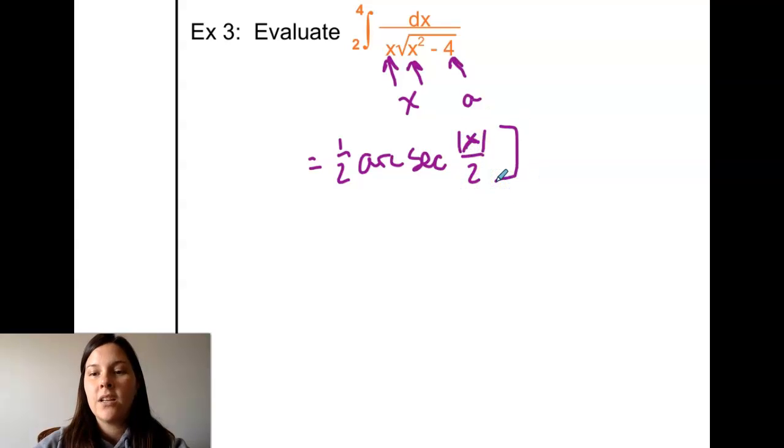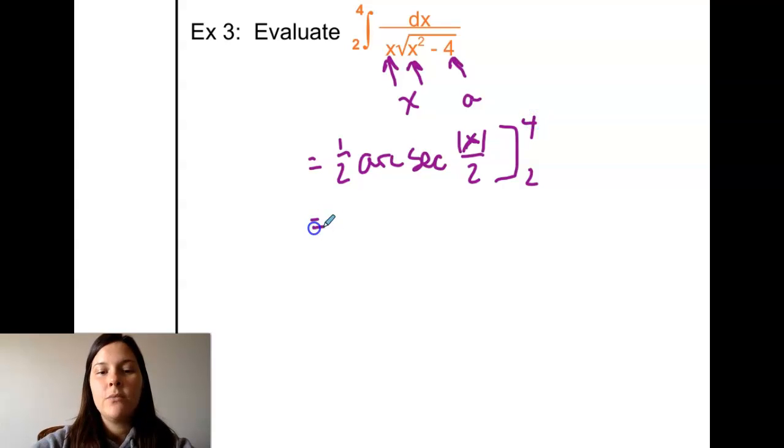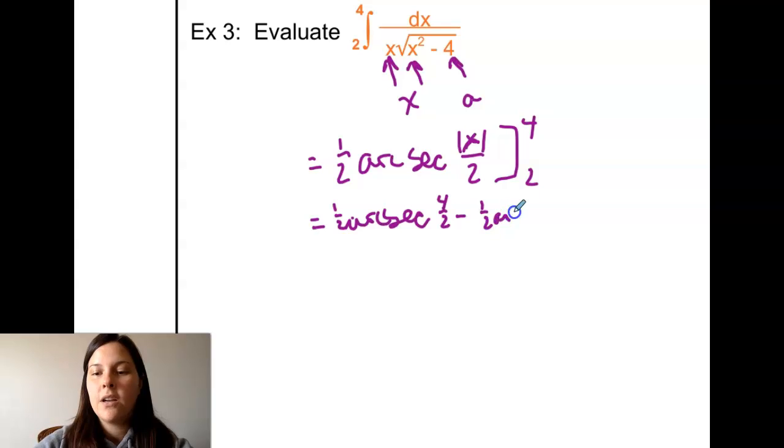We've got a definite integral from 2 to 4. Evaluating, we'll sub in 4 first. Of course, 4 is already positive, so we can go ahead and drop that absolute value. 4 over 2, minus 1/2 arcsecant of, again, same thing, 2 is positive, so 2 over 2.